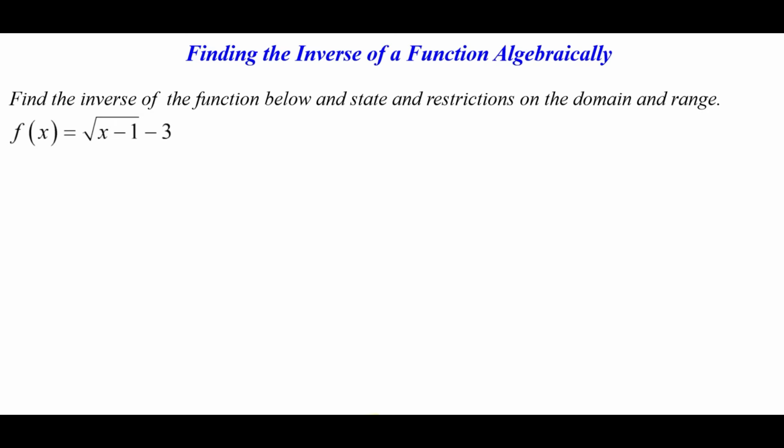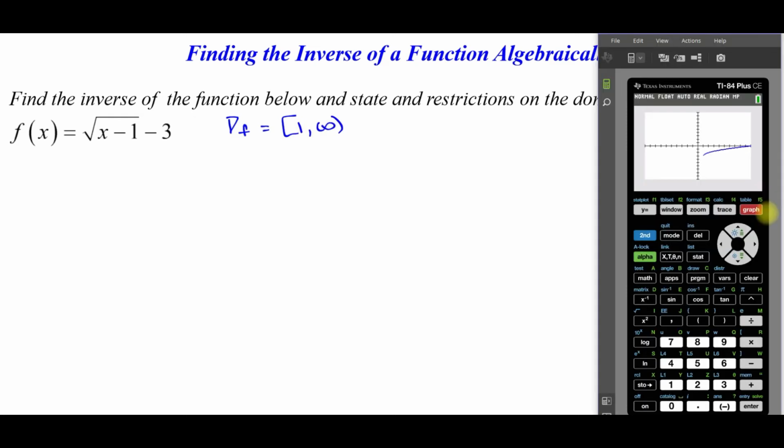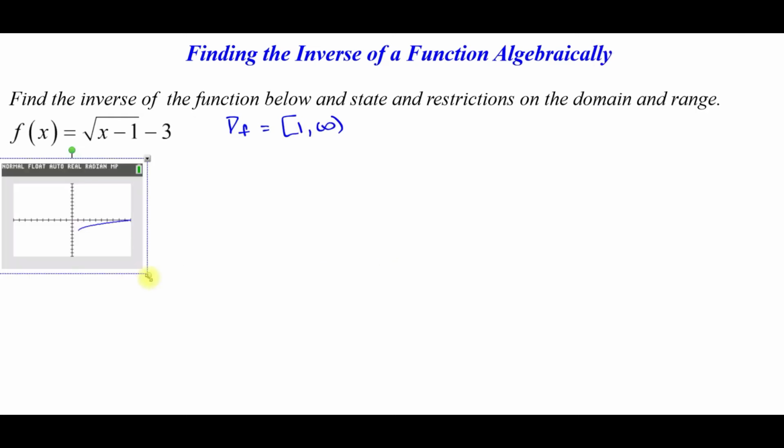So we're going to find the inverse of this function, and we're going to state any restrictions on the domain and range. So first, just think about your original function. So the domain of f here is going to be 1 to infinity. So if we take a look at that graph, we got our domain from the equation, and then we can get the range from the graph. So my range is going to be -3 to infinity.